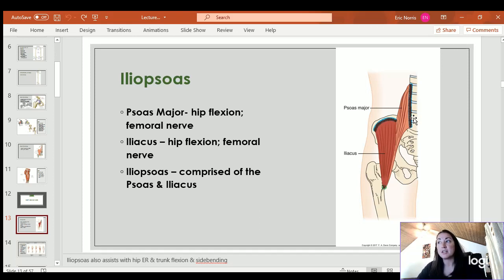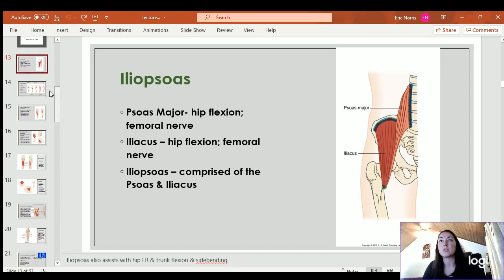And remember, the iliopsoas is one of the muscles that typically is tight and needs to be mobilized. So if somebody is stuck in the anterior trunk lean, or if they have limited hip movements, that psoas is important to mobilize.